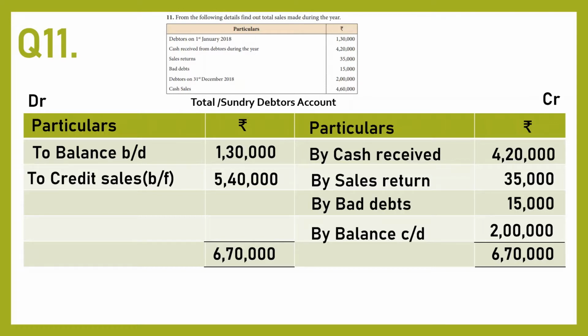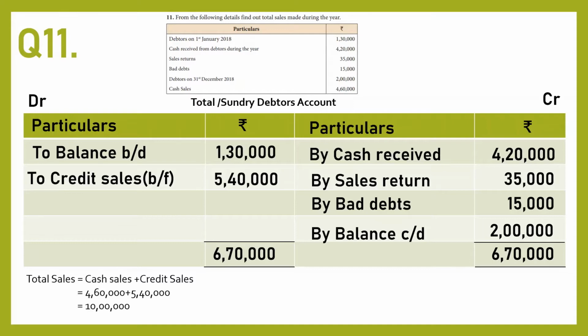But you need to be a bit clear on what has been asked in the problem, so don't just stop here. What has been asked is the total sales. Total sales made during the year is nothing but cash sales plus credit sales. Cash sales is given in the problem, which is 4.6 lakhs. To that you add the credit sales, which you just found out in the above account, which is 5.4 lakhs. So 4.6 lakhs plus 5.4 lakhs gives you 10 lakhs, which is the total sales made during the year.